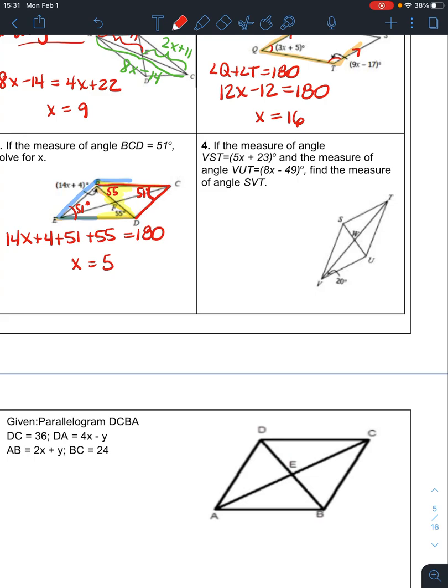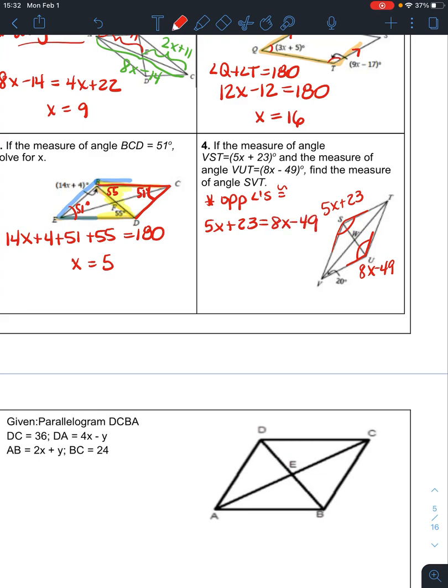If the measure of angle VST, so V to S to T, that's this angle right here, is 5x plus 23. And the measure of angle VUT is right here, it is 8x minus 49. Now I've got those diagonals, but right now I don't need them because what I do know is that opposite angles are congruent. When it's a parallelogram, the opposite angles are congruent. Of course, we're assuming all of these are parallelograms. So I set them equal. 5x plus 23 is equal to 8x minus 49.